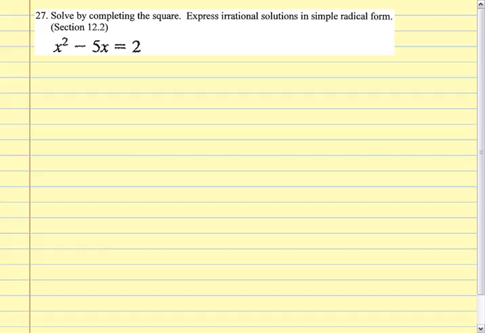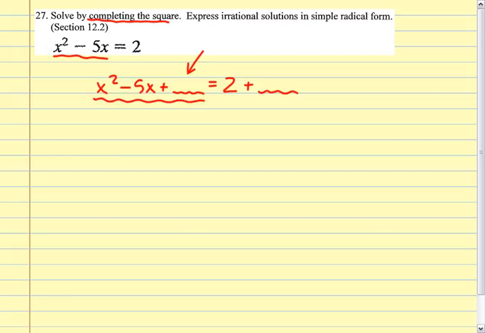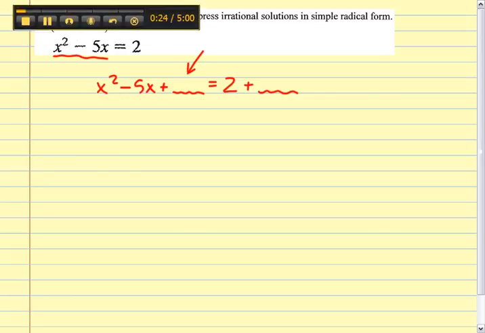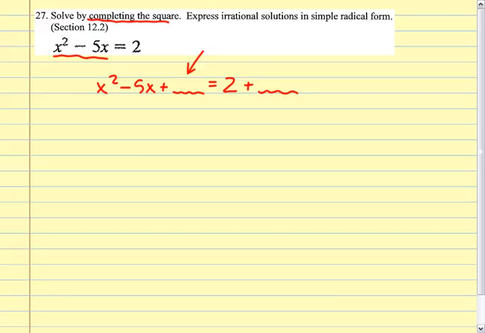Okay, folks, number 27 says solve by completing the square. That means that I need to get a perfect square on this side. So, x squared minus 5x plus something is going to be equal to 2 plus something. I need to write a number in there that's going to make this stuff a perfect square. All right? Now, let's figure out what that's going to be.